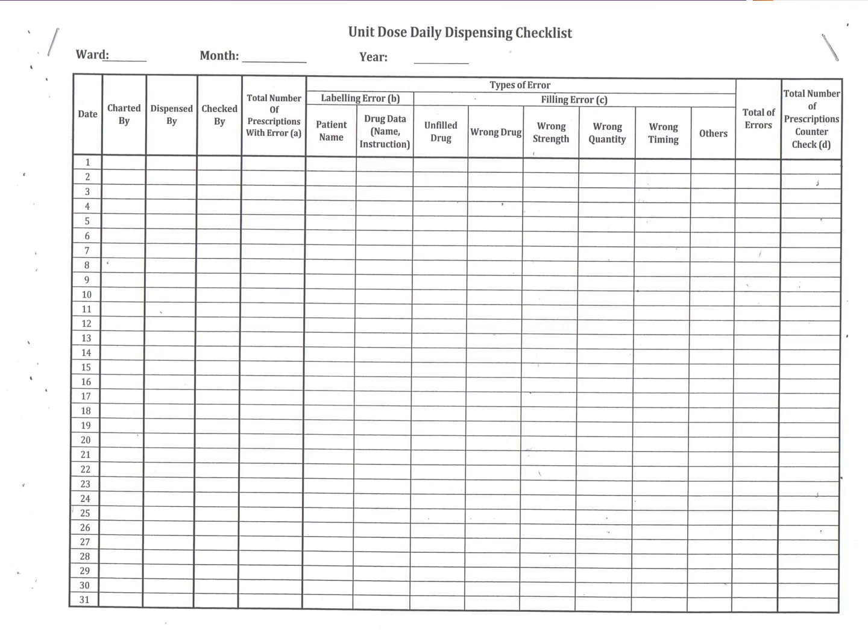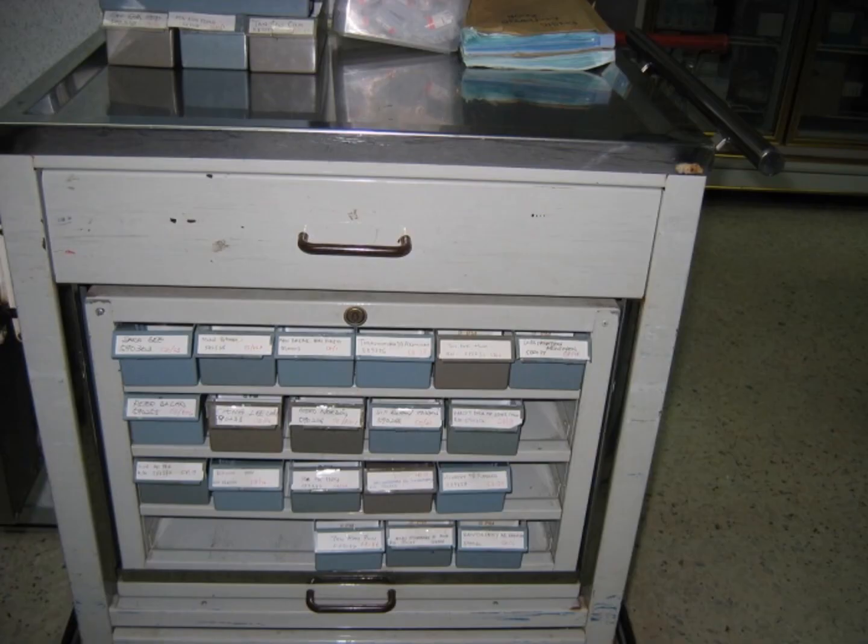There are a few types of error that are stated here, so we just have to tick if there is any error. For example, if the wrong drug was supplied in the drug bin, then we can tick there, 1, so that later we will know how many errors were made in a month. Documentation is useful for the quality assurance monitoring program, whereby we can compile that and learn from the mistakes that we have made. So now the trolley is ready to be sent to the ward.